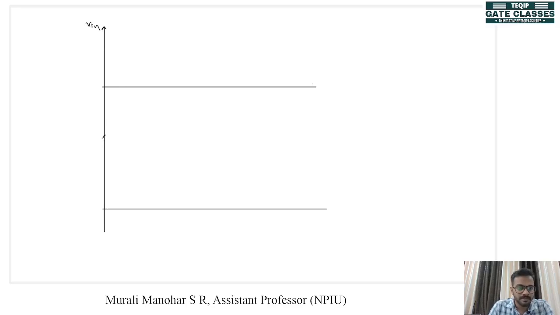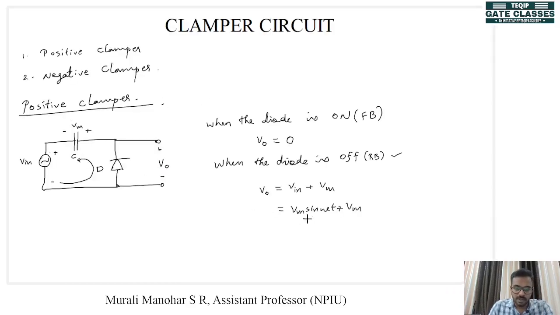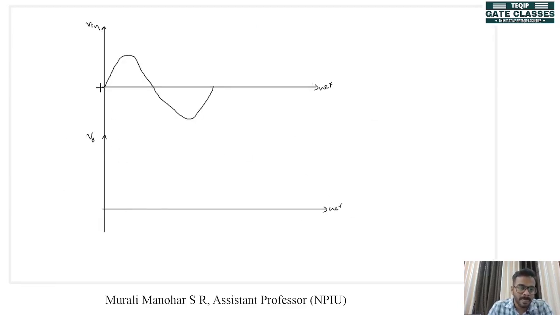This is Vin, this is Vout. Vin is a sine wave, and now we know that Vout is equal to Vm sin omega t plus Vm, that is Vin plus Vm. So every point on Vin is now raised to a level which is Vm. So the 0 is raised to a level which is Vm, right? So now this is our Vm.